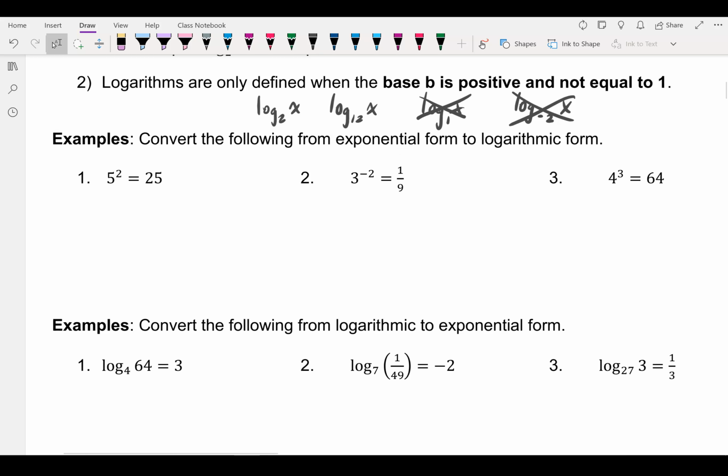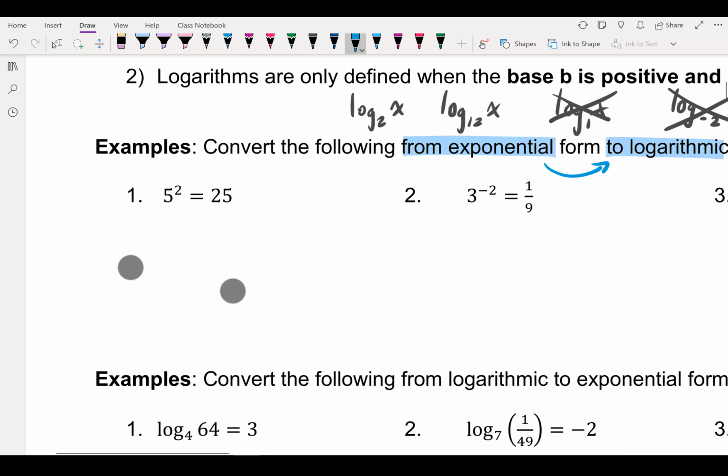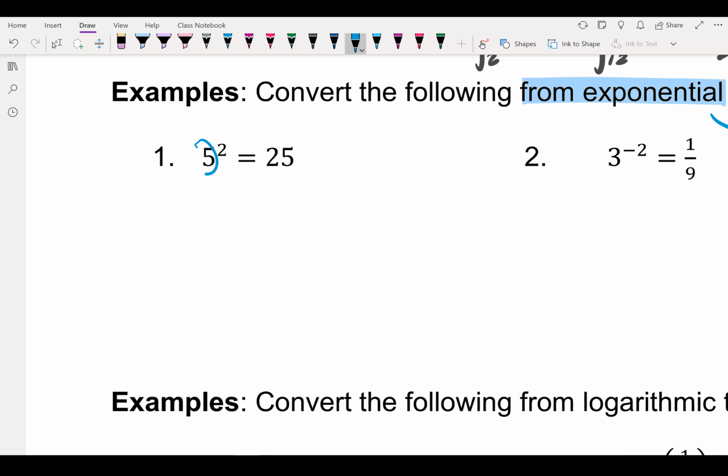Let's do some examples. Convert the following from exponential form to logarithmic form. In the interest of time, I'm going to make this as easy to understand as possible. If you have a base to a power, like 5 squared equals 25, and you want to say the same thing as a log, this is what I recommend you do. Take the base, bring it over here, and it becomes the base of a log. The 2 comes down, you have a log with that 5 as its base, and it equals 25.